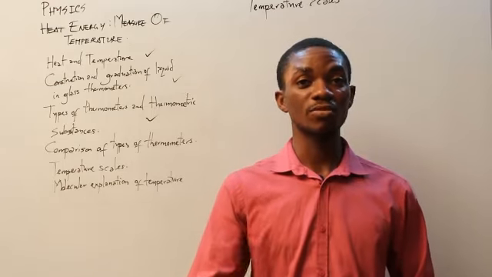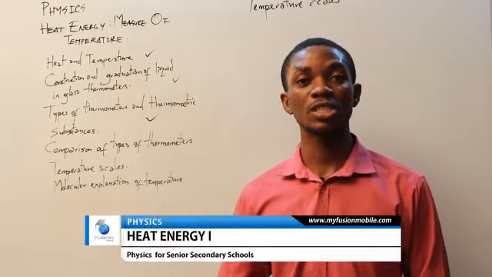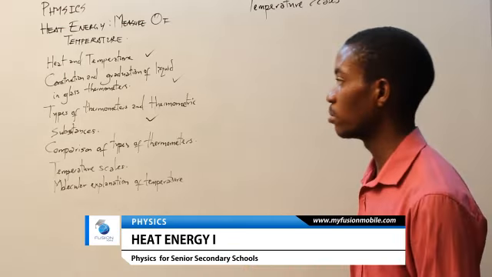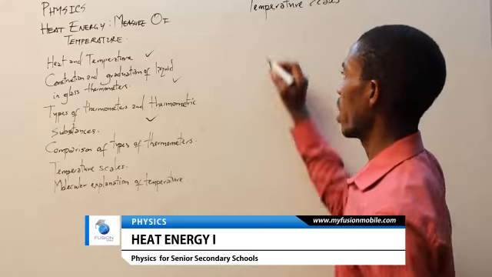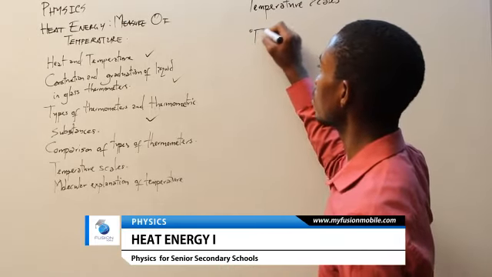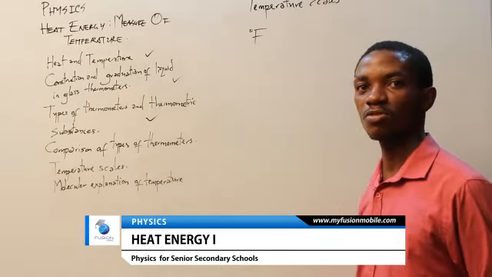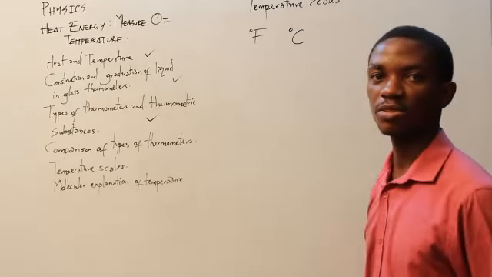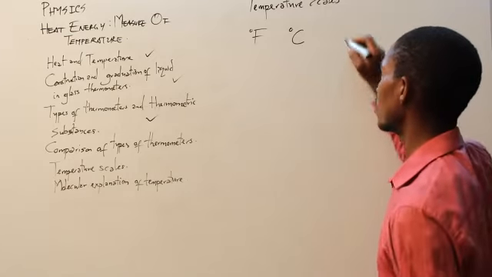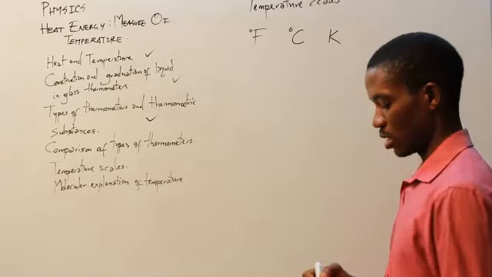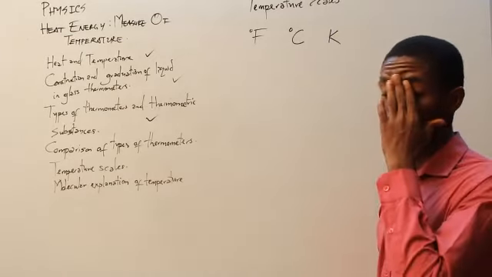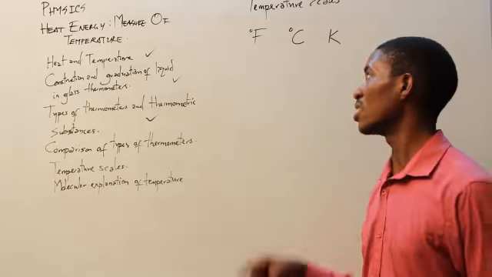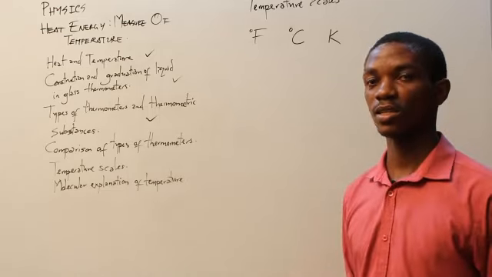Just like we have meters for measuring lengths and inches also for measuring lengths, we also have something like that in temperature. We have the Fahrenheit scale, that's measured in degrees Fahrenheit. We have the Celsius scale, measured in degrees Celsius, and we also have the Kelvin scale. In Kelvin, we do not use degrees. Now, what is the difference between all these things?